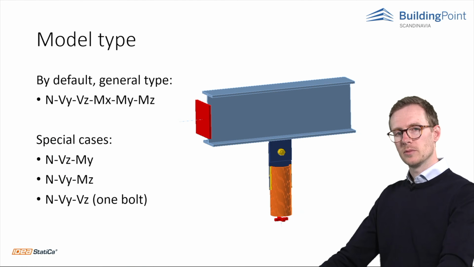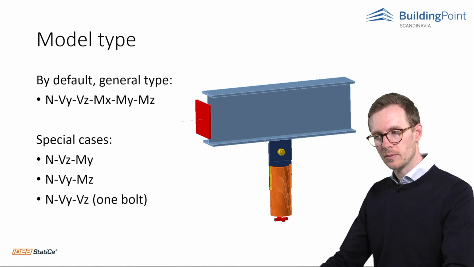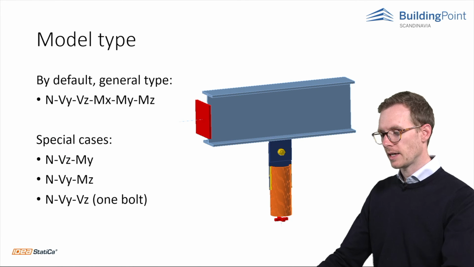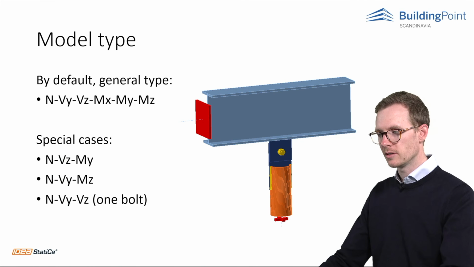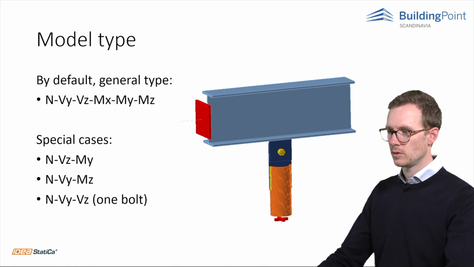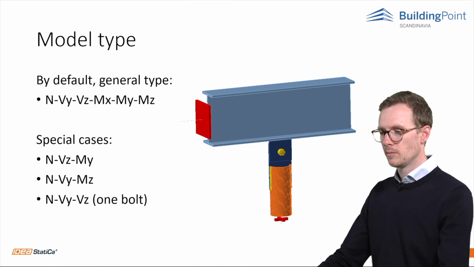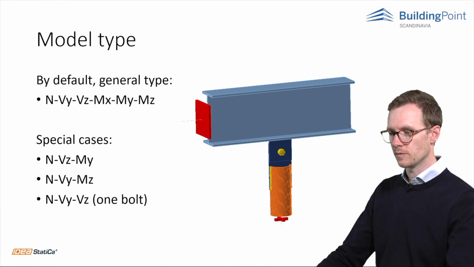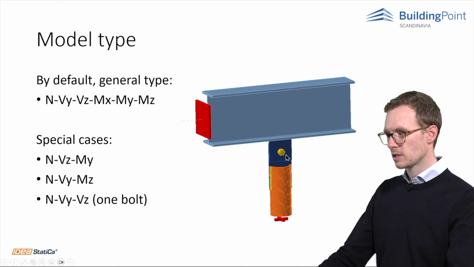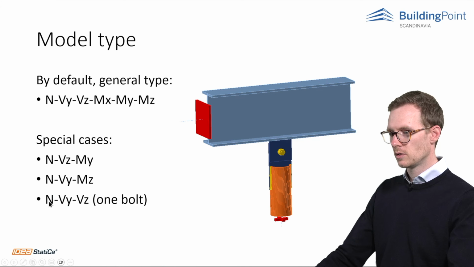And then you have the possibility to change the model type. This is to select what forces can be applied to the member, so other degrees of freedom are restricted. By default, you have the general type where all of the forces can be applied to the member. But in special cases, you can restrict some degrees of freedom. The most common type is the one-bolt connection. Here you have to choose the NVY-V set.